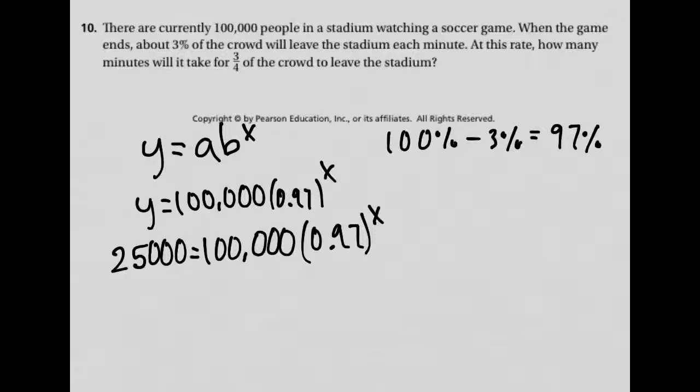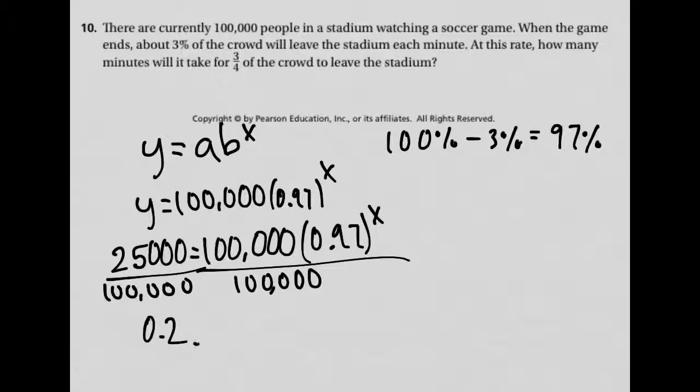And to solve this, the first step we're going to take is to get rid of the 100,000 by dividing it on both sides. Divide it on this side as well. And we're going to get 1/4 or 0.25 on the left side. You could divide on your calculator, or you could think cancel 3 zeros and it's 25 over 100, which is 0.25, equals 0.97 to the x power.